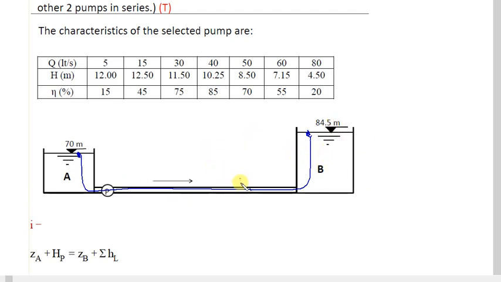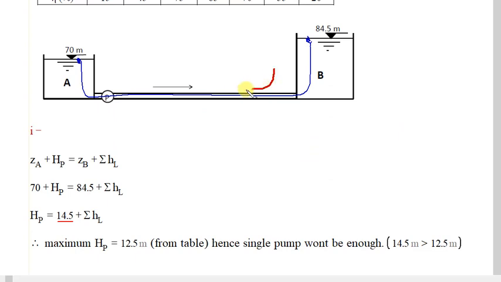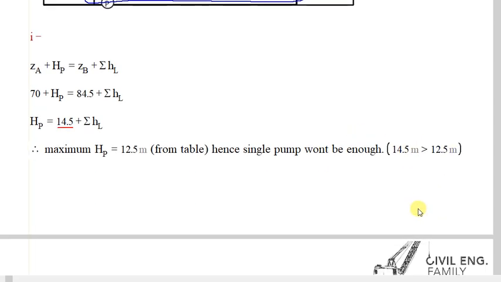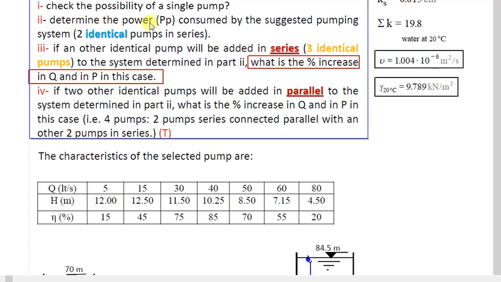It cannot reach. Water will be somewhere here, for example, because this sketch, we know that it's not totally true. This one means this elevation is higher than that one, or already the flow will be the opposite. It will go like that. So it's easy. We can say maximum HP is 12.5 from the table, hence a single pump won't be enough. 14.1 is greater than 12. So the second part says determine the power P consumed by the suggested pumping system, which is two identical pumps in series.